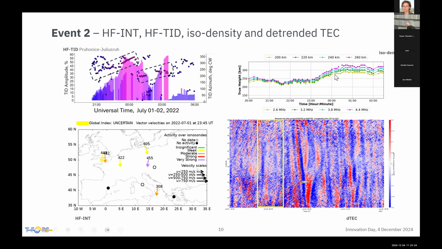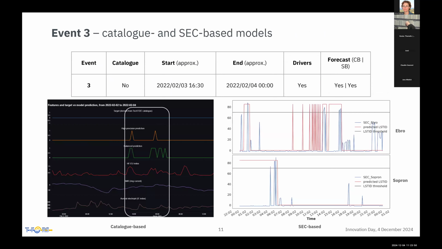And it's hard to see activity here also in the iso-density level from the ionosonde. So this is a case in which, okay, we have large-scale TIDs. The model performs quite well, not perfectly, but even looking at other data, we are not 100% sure that large-scale TIDs are there. So this is why we put these case events here to be shown.